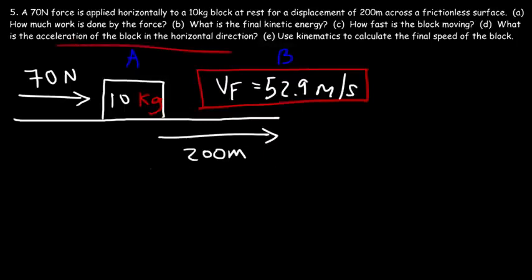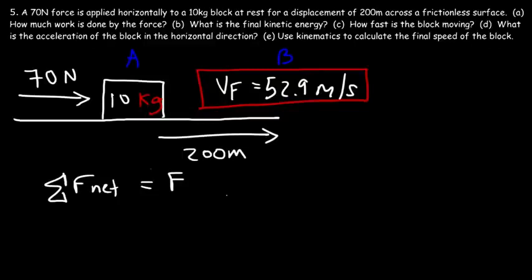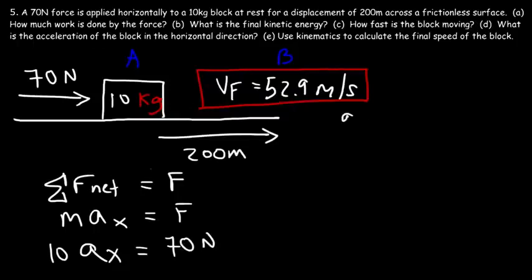What is the acceleration of the block in the horizontal direction? Well, we know that the net force is equal to this force because that's the only force in the x direction. And the net force in the x direction is the mass times the acceleration in the x direction, according to Newton's second law. So F equals ma. Now, we have a mass of 10, and the force applied is 70 newtons. So the acceleration is going to be 70 divided by 10, which is 7 meters per second squared. So now that we have the acceleration, let's move on to part E.